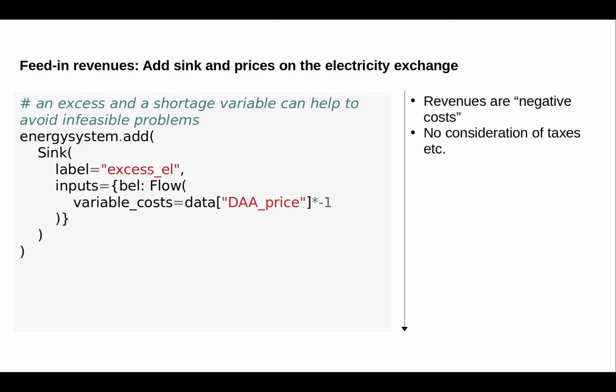If we look at the script, we first of all have to account for the feed-in revenues. So we have to add the sink and the prices of the electricity exchange. You can see the script on the left side. Because revenues are negative costs, we have to multiply them with -1. We don't have any consideration of taxes, etc. However, it would be quite easy to add them depending on your nation's regulation and so on.